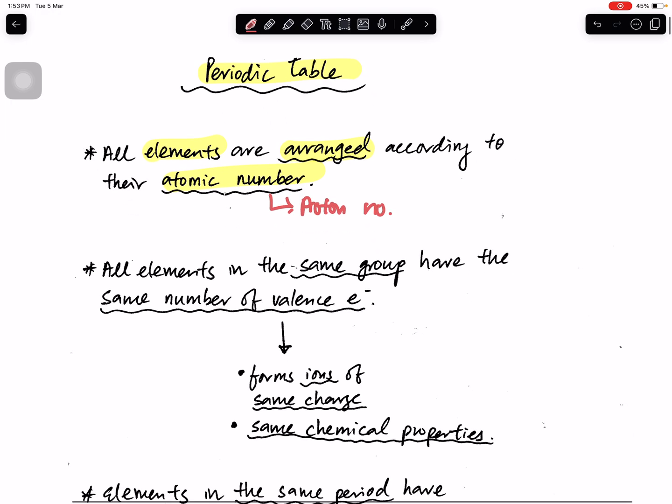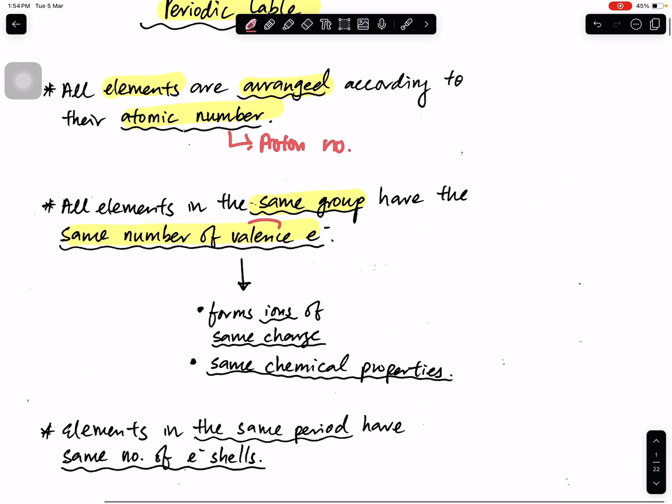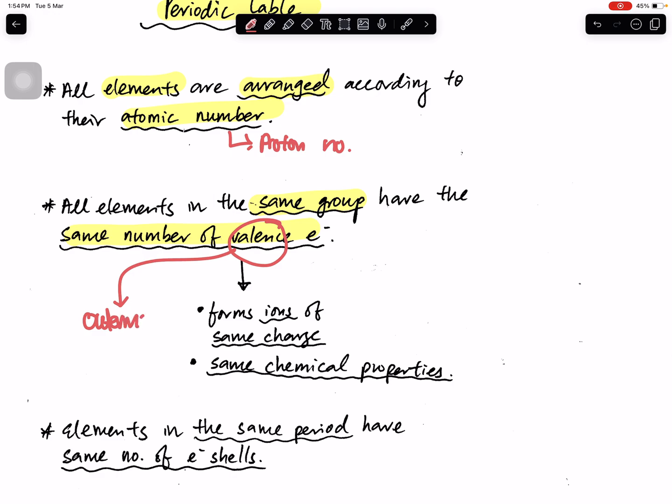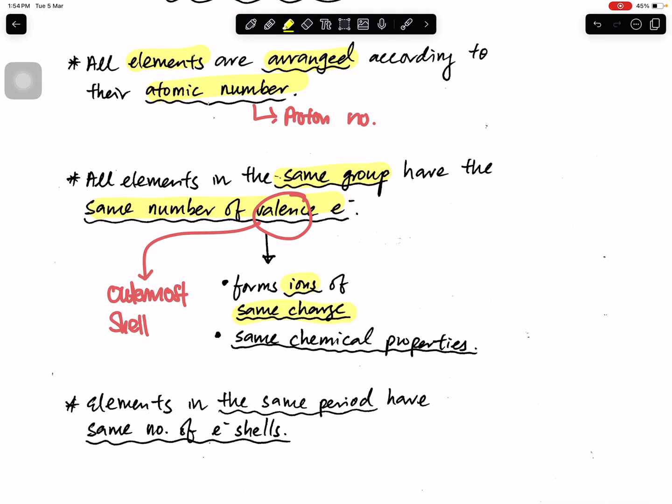The next thing is that elements in the same group will always have the same number of valence electrons. If you do not know what a valence electron is, it is an electron on the outermost shell, so the number of electrons on the outermost electron shell. Because of this, they will also form ions of the same charge and they will have similar chemical properties.